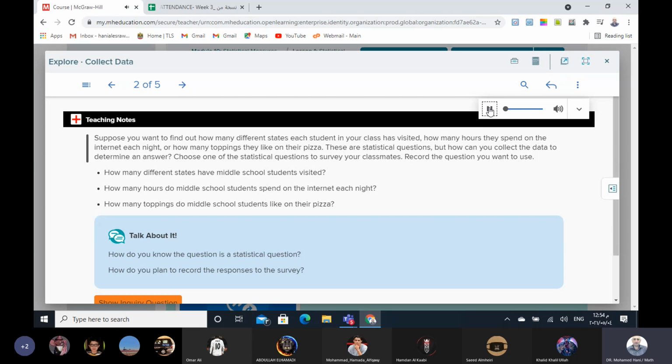Choose one of the statistical questions to survey your classmates. Record the question you want to use. How many different states have middle school students visited? How many hours do middle school students spend on the internet each night? How many toppings do middle school students like on their pizza?